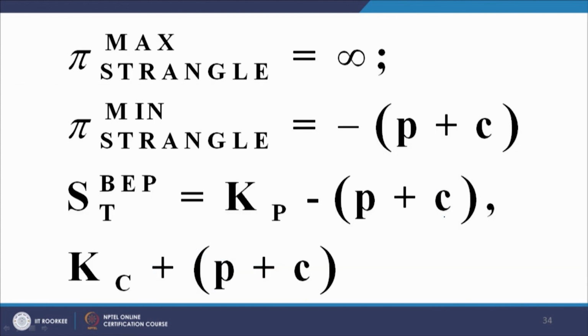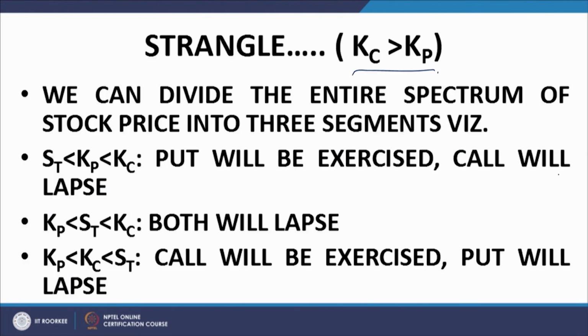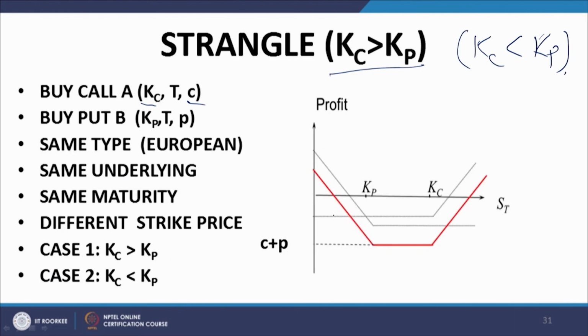The maximum profit from a strangle is again infinite. The profit is unbounded. The maximum loss is P plus C. You can see it here, and the break-even points are Kp minus (P plus C) and Kc plus P plus C. These are the two break-even points. This one and this one. This is the profit diagram you have here.